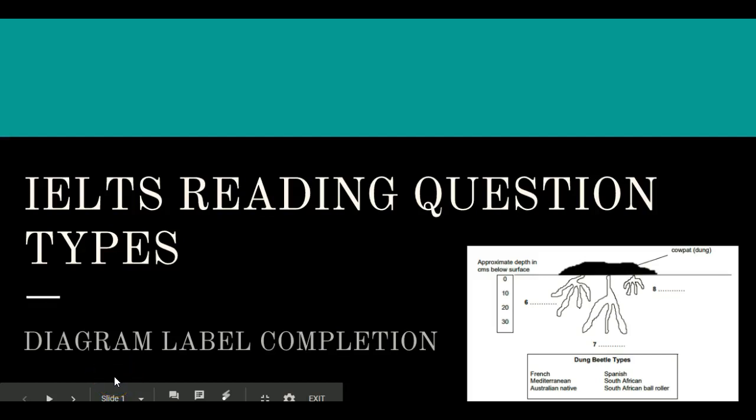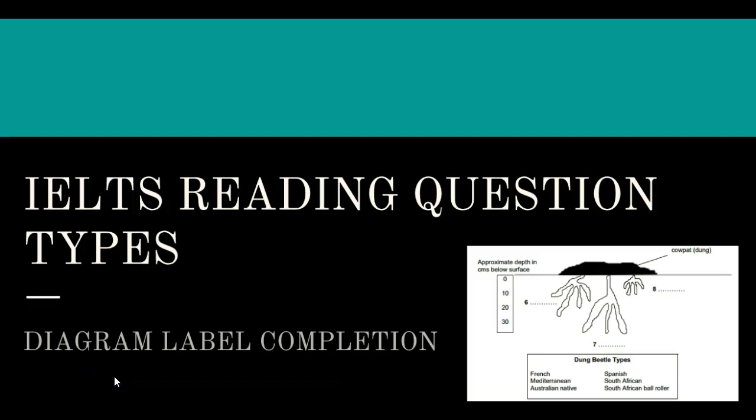Hello guys, how can you improve your band score in the reading section of the IELTS? To answer this question, first you have to become familiar with the question types that you can find in the reading section of the IELTS. By becoming familiar with them, you can easily improve your band score because you already know what to expect in terms of questions in the reading section.